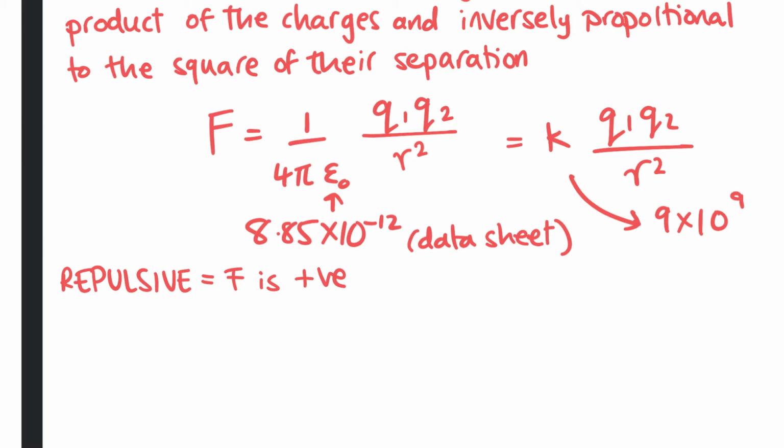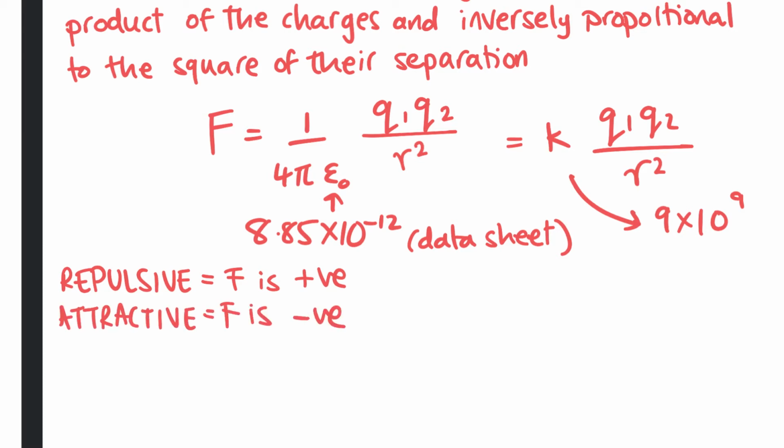However, if we have opposite charges, then we will have an attraction between those opposite charges. So if Q1 was positive and Q2 was negative, well, when we multiply that together, that result is a negative. So therefore, if that force is attractive, then the force is negative.